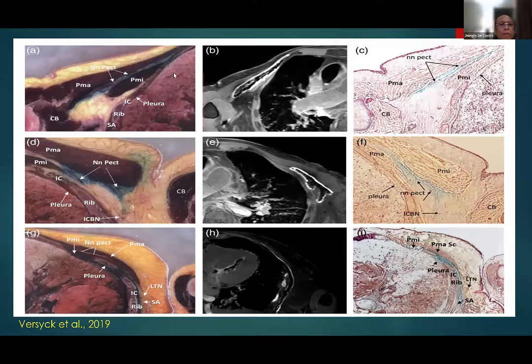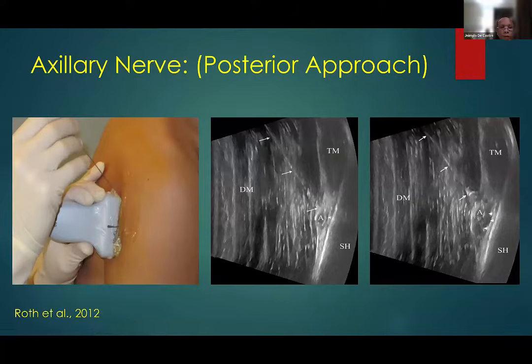So this is the pattern by which you can see the muscle here, the pectoralis major, pectoralis minor here, major, minor, and you can see here the images that you see in the MRI. And histologically, this is also how this is seen from the dissected area of these muscle layers. Then, of course, we have the axillary nerve.